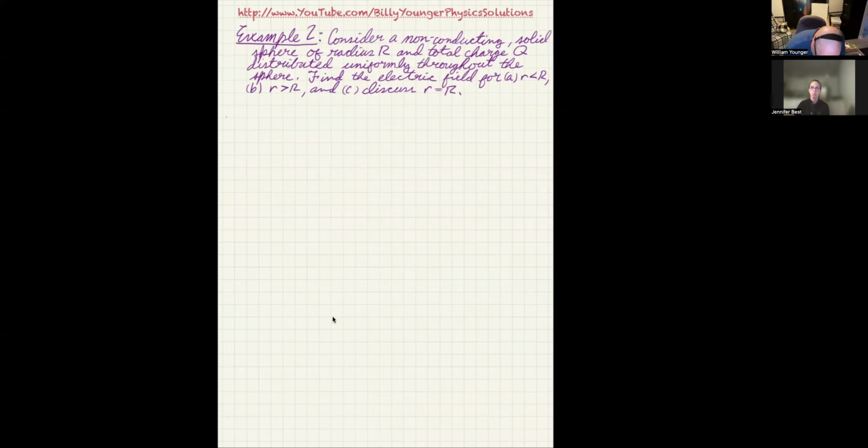Okay, so solution. We're going to make use of Gauss's law again, which says the closed integral of E dot dA is equal to Q enclosed over epsilon naught. They told us it's a non-conducting sphere and that the charge is distributed uniformly.